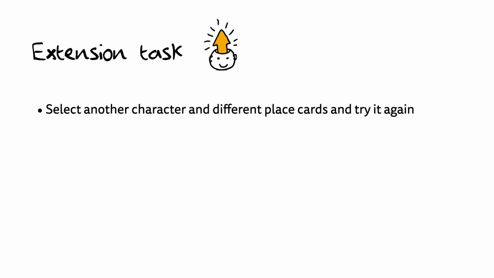This activity can be done many times with different characters and different place card combinations. You'll just need to print out some extra Switch It sheets for your class if you want them to try it again, or they can use plain paper and just follow the format on the worksheet.